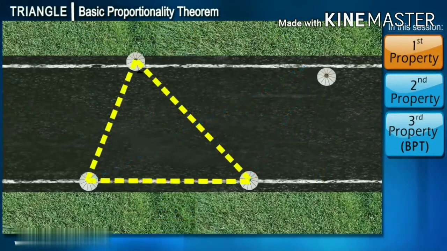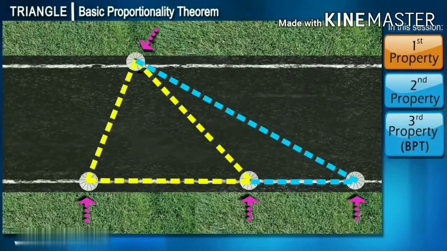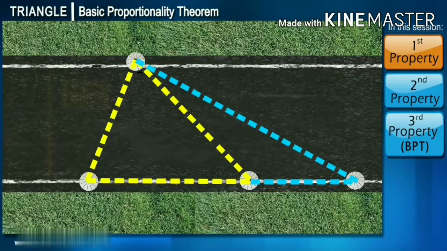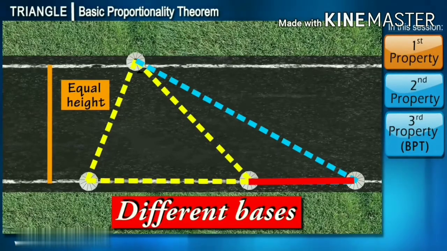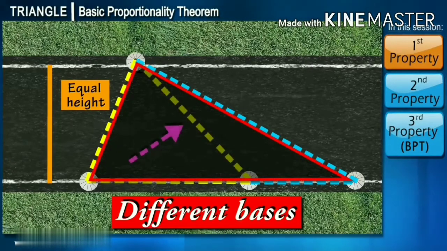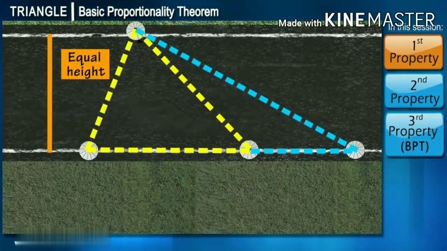Now consider another situation where we have 1 light pole on one side and 3 light poles on the other side. By joining this we get 2 triangles. What is common between these 2 triangles? If we notice, we know that height is common but base is different for both the triangles. We have split a triangle into 2 by drawing a line between them. Here we don't need 2 parallel lines to show that these triangles have equal height.